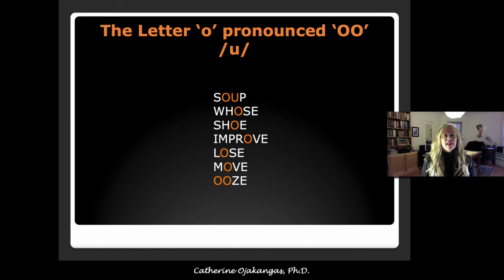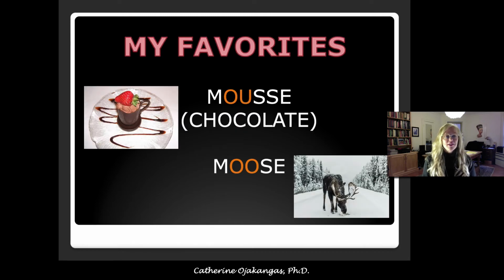The next rule, the letter O pronounced as oo. Phonetically, it's written like this in those brackets. These words are pronounced oo. Repeat with me. Soup, whose, shoe, improve, lose, move, ooze. And again, you can see some exceptions to that rule I gave you earlier. My favorites here, mousse, the chocolate kind, and moose, the animal.